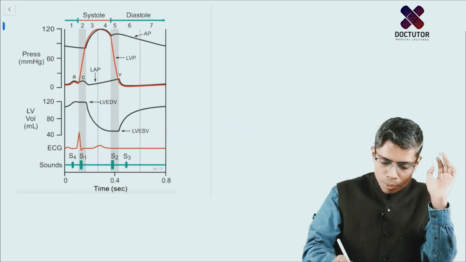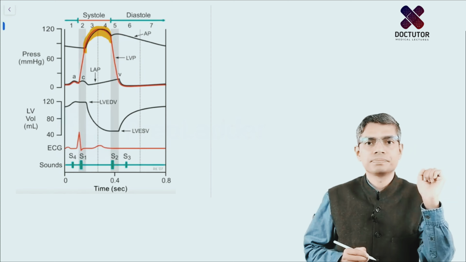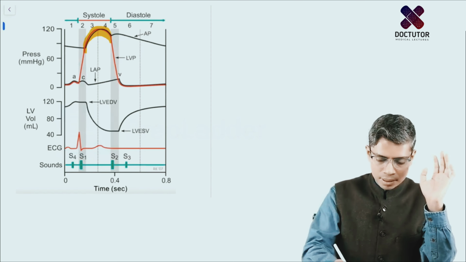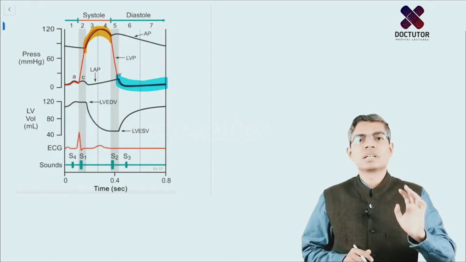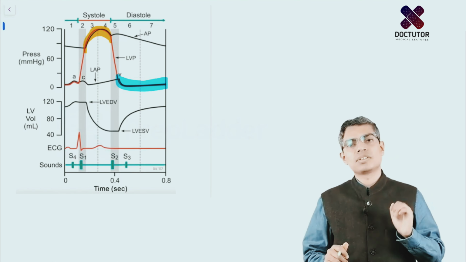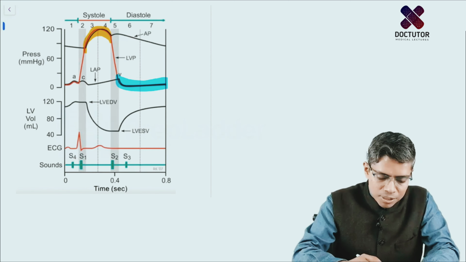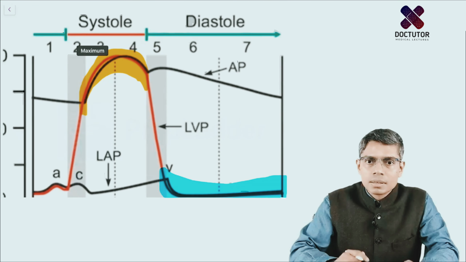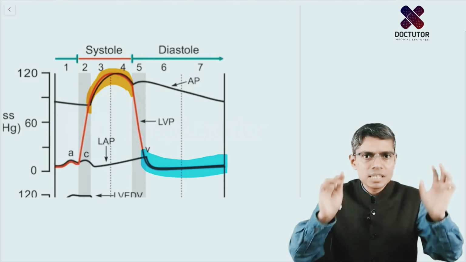Normally aortic pressure and ventricular pressure change proportionally during the ejection phase, and atrium pressure and ventricular pressure change proportionally during the filling or diastolic phase. Am I clear? If you look here, there is a very little gap between the aortic pressure and ventricular pressure, but they are changing proportionally.